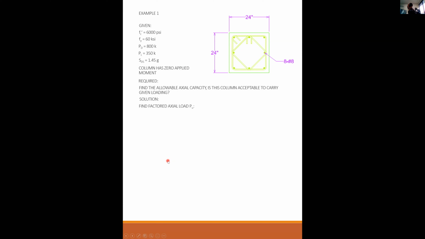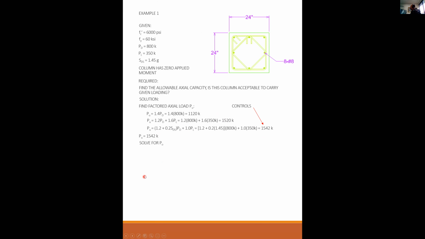Solution. First we have to find the factored axial load, P sub U. The first load case is 1.4 times the dead load. 1.4 times 800 kips is 1120 kips. Or we have 1.2 dead plus 1.6 live, and that gives me 1520 kips. The third case is 1.2 plus 0.2 SDS times the dead and 1 times the live, and that gives me 1542 kips. 1542 is the greatest of the three, so that one controls.